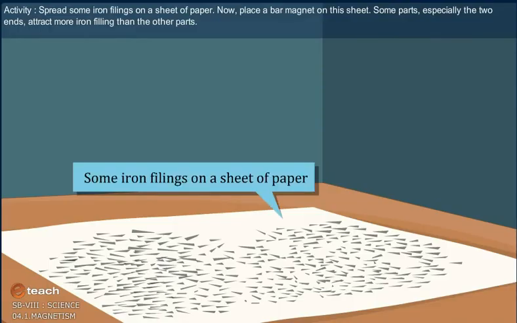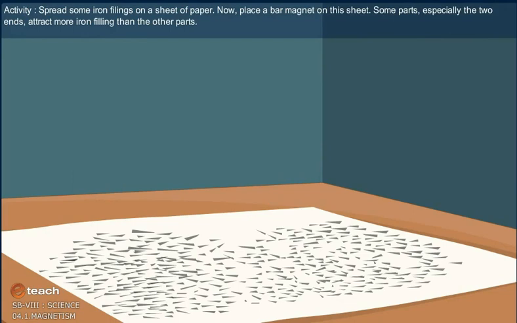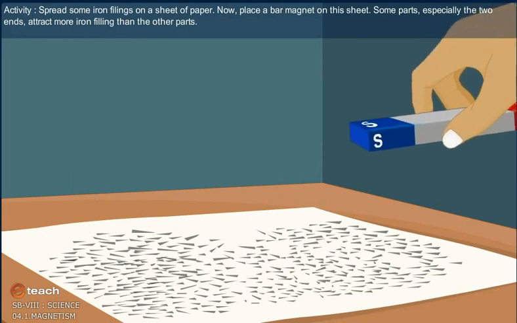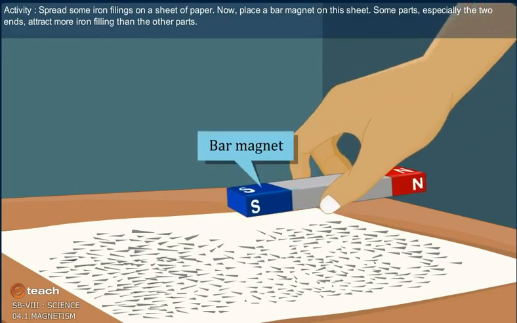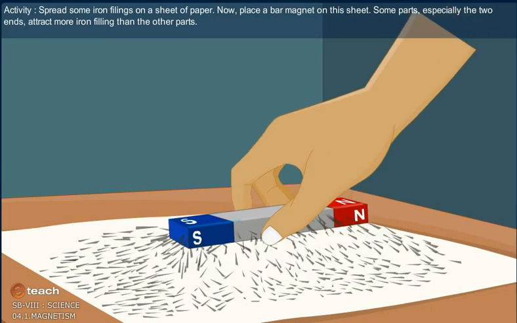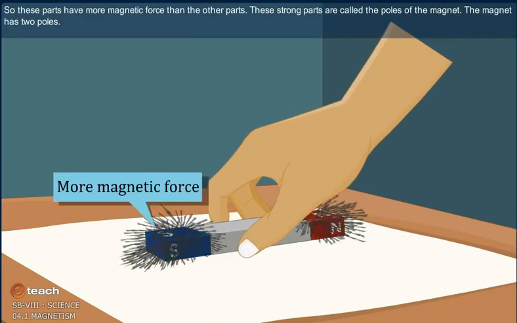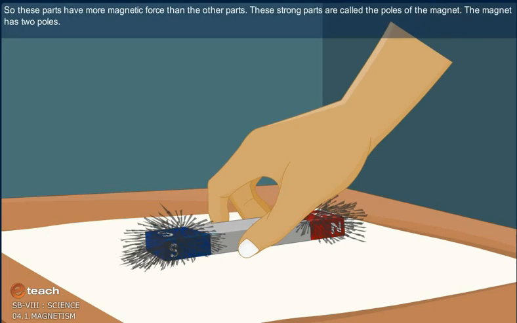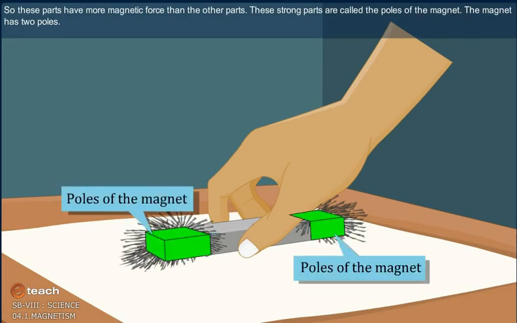Activity: spread some iron filings on a sheet of paper. Now, place a bar magnet on this sheet. Some parts, especially the two ends, attract more iron filings than the other parts. So, these parts have more magnetic force than the other parts. These strong parts are called the poles of the magnet. The magnet has two poles.